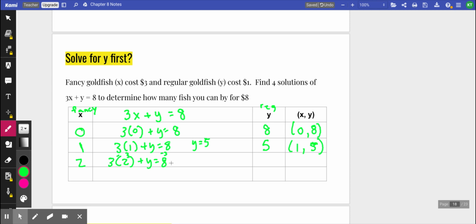So 3 times 2 plus y equals 8, right? 3 times 2 would be 6. So if I subtract that from the other side, that leaves me with $2 to spend, and that means I could get 2 regular fish and 2 fancy fish. 3, right? 3 times 3 is 9, so I couldn't buy 3. So these are all my combinations of fish that I could buy for $8.